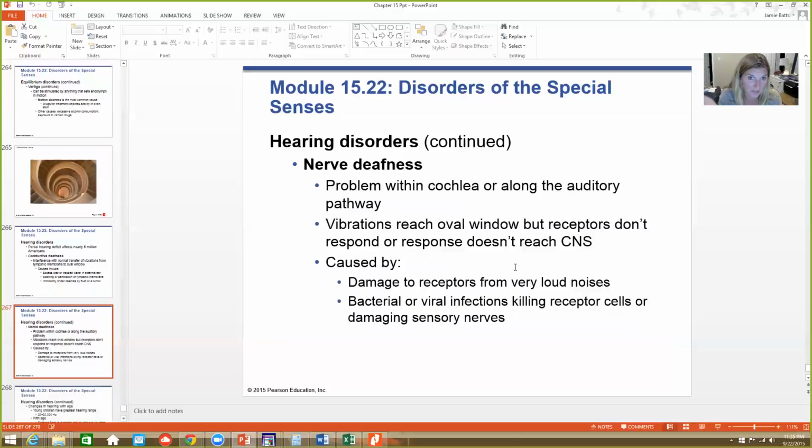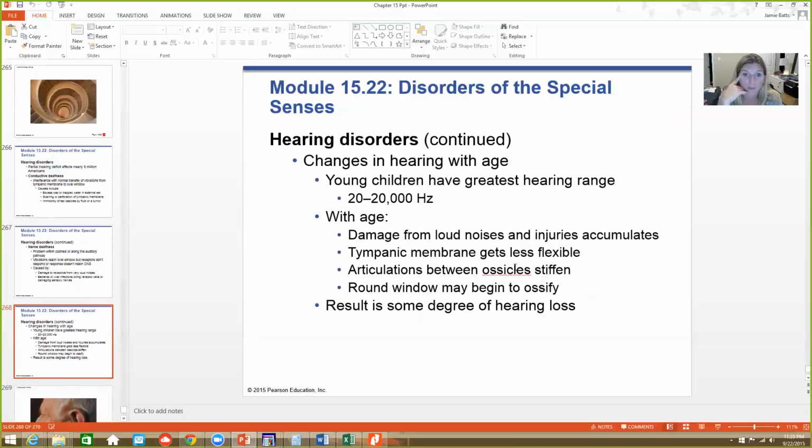There's also nerve deafness. This is a problem with the cochlea or any part of the auditory pathway. The vibrations of the oval window are there, but the receptors don't transfer that information. This could be caused by damage to the receptors, like if you listen to your music too loud or the TV too loud, or bacterial and viral infections can actually kill those receptor cells as well.